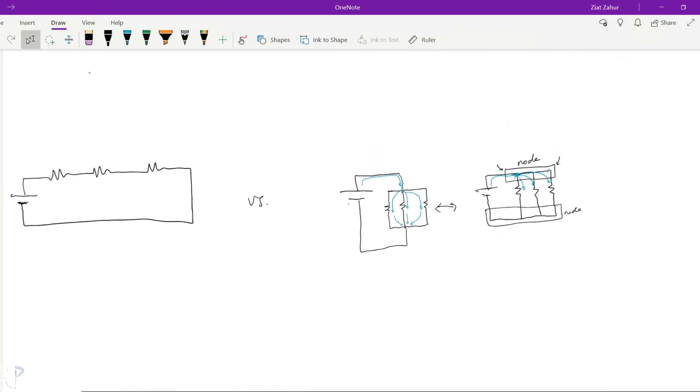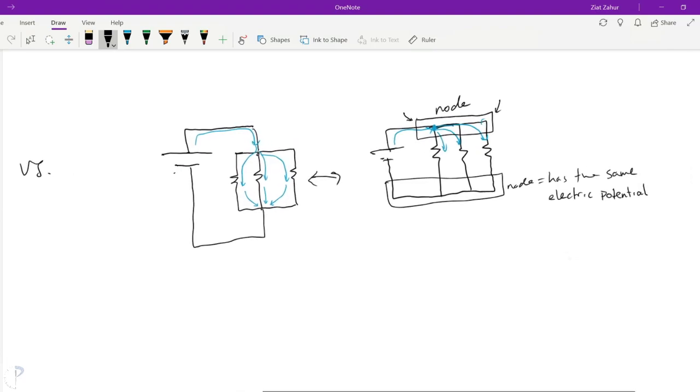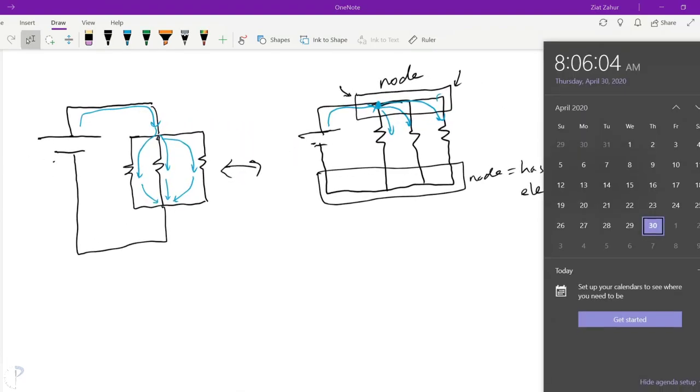Alright. So a node, remember, is a region where the potential is the same. This has the same electric potential.